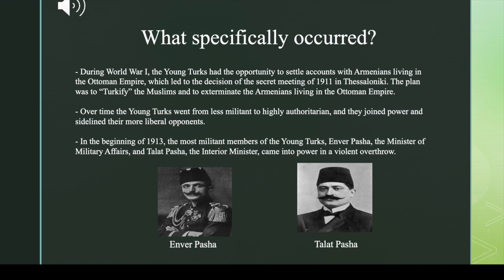Over time, the Young Turks went from less militant to highly authoritarian. And so 2 people came into power over the Young Turks who were the most militant that they had ever seen. And their names were Enver Pasha and Talat Pasha. And Enver was the Minister of Military Affairs and Talat was the Interior Minister. And they came into power during a violent overthrow.